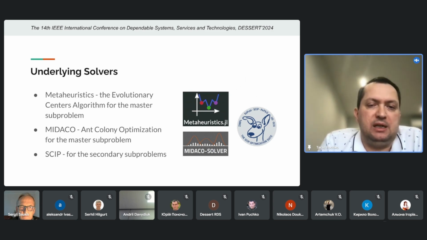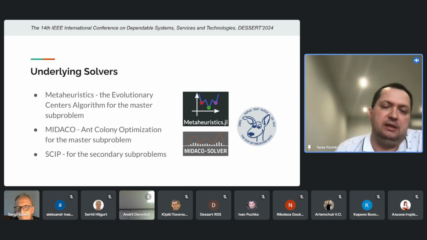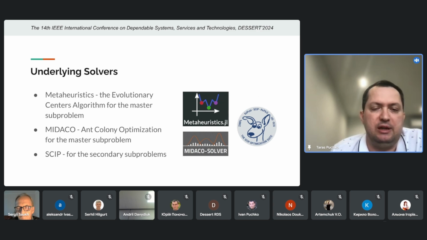In developing our solvers using the problem decomposition and two-level parallelization approach, we employed different underlying solvers. For the master problem, we use meta-heuristics, which include the evolutionary centers algorithm, and MIDACO, which is based on ant colony optimization. For the secondary problems, we relied on SCIP, a well-known solver for mixed integer programming. This combination of solvers allows us to effectively tackle both the investment and operational aspects of the generation capacity optimization problem.